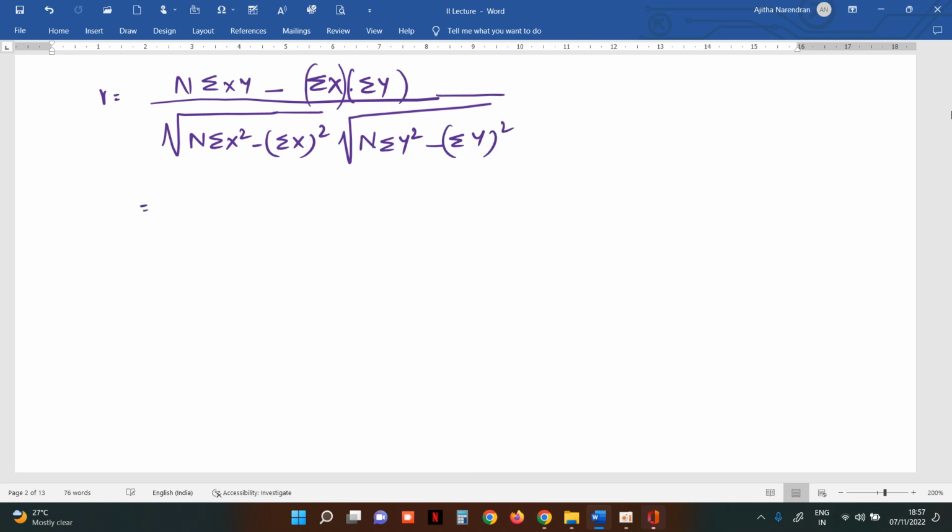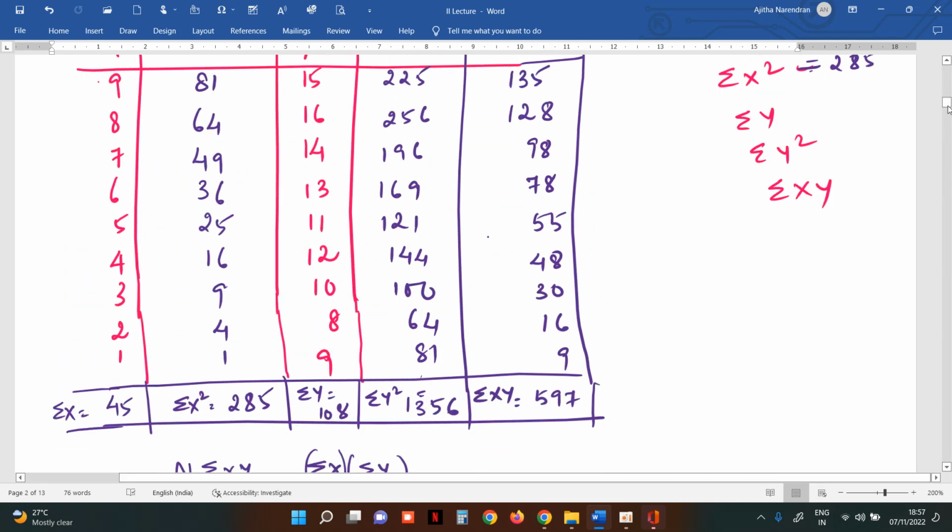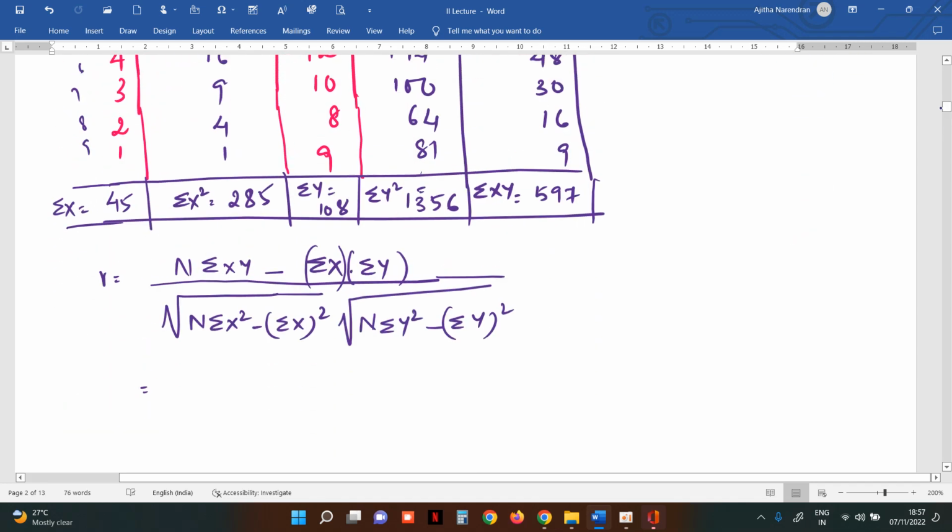So how do you proceed? What is the value of n? You can see, n, how many values are given? 1, 2, 3, 4, 5, 6, 7, 8, 9. So n is equal to 9. n is 9. So write down the value of n.